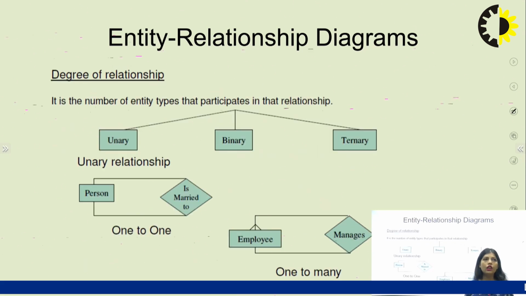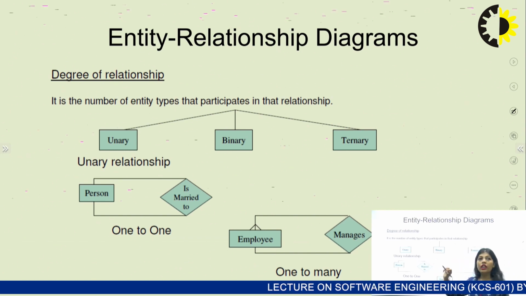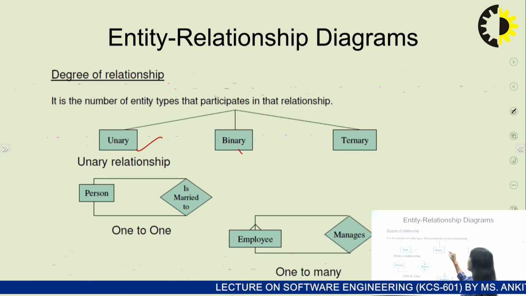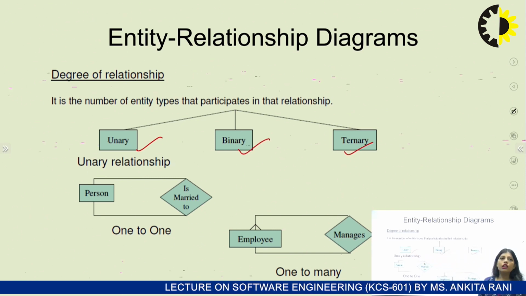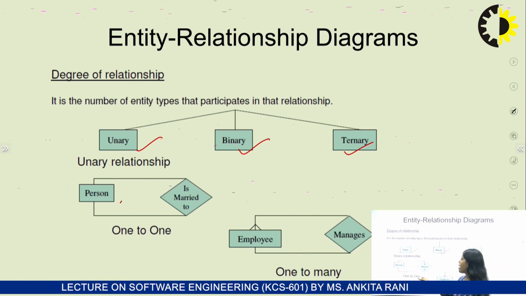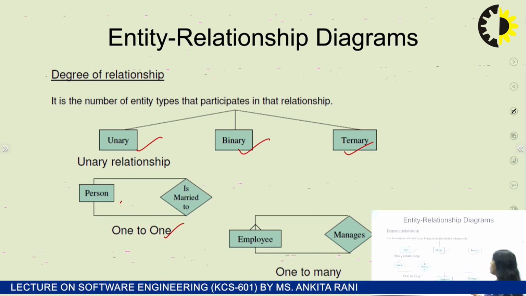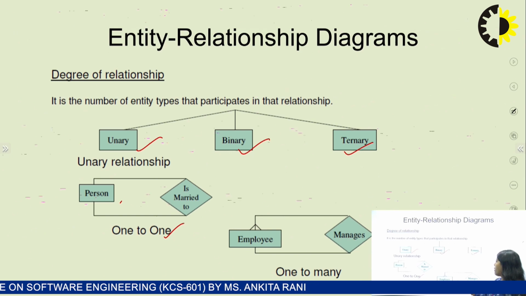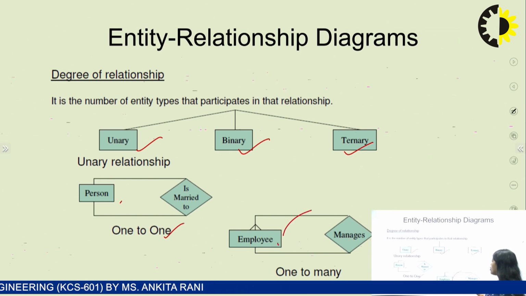Third is the degree of a relationship. It is the number of entity types that participate in that relationship. There are three types of degrees: unary relationship, binary relationship, and ternary relationship. In a unary relationship, one person is married to one person, but in a binary relationship, one employee manages many employees, a one-to-many relationship.